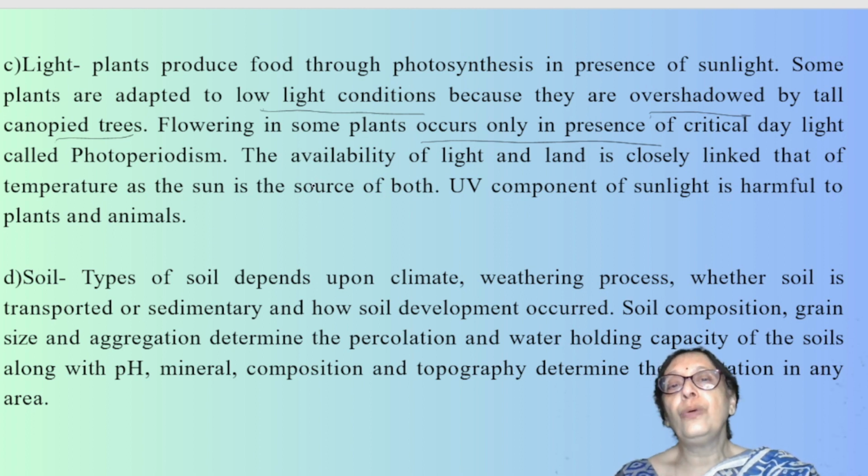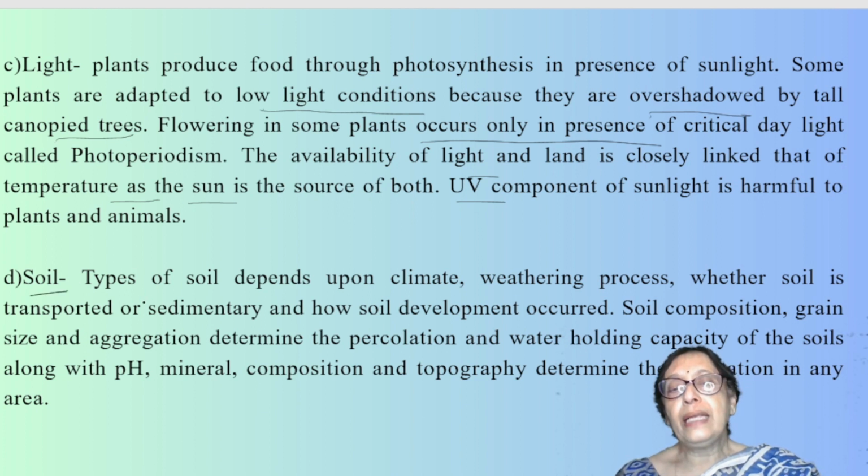Some flowers bloom in the presence of light, and some flowers bloom in the dark, and when there is light they just close down. So availability of light on land is closely linked with the temperature, as the sun is the source of both light and temperature. And another component of the sunlight, which is the ultraviolet rays, is quite harmful for all plants and animals.